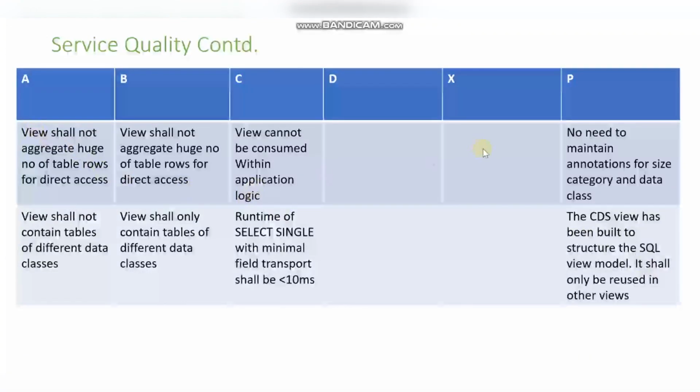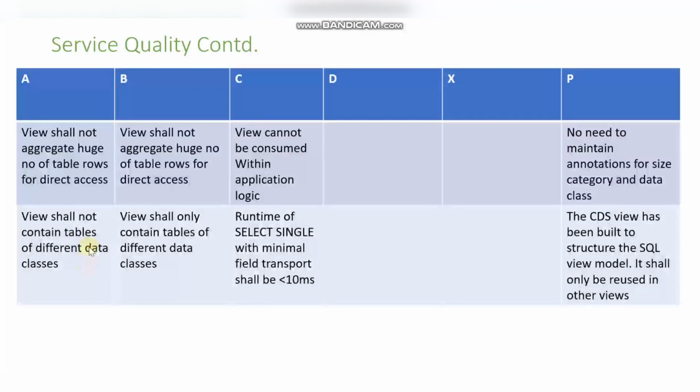And these are some other differences for the same thing: a huge number we cannot aggregate, and it cannot be conserved within application logic. There is no need to maintain annotations for size category and data class if you make it as P. And if you see, the CDS view cannot contain tables of different data classes.